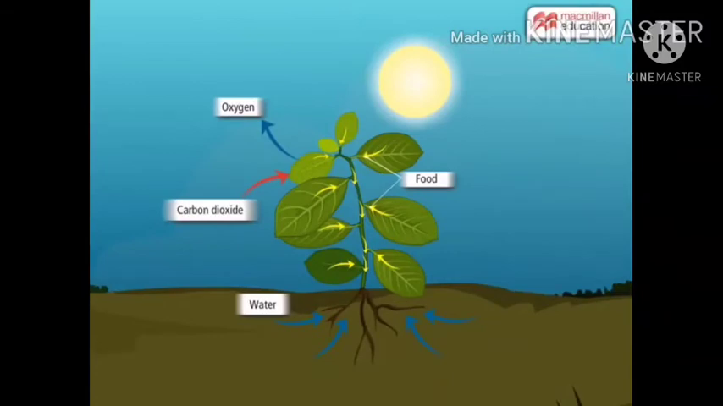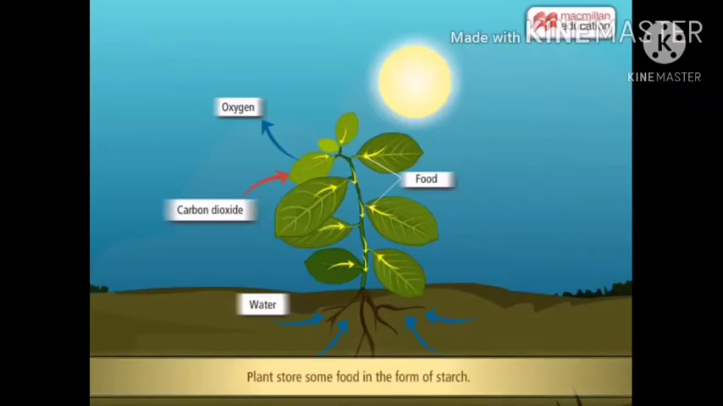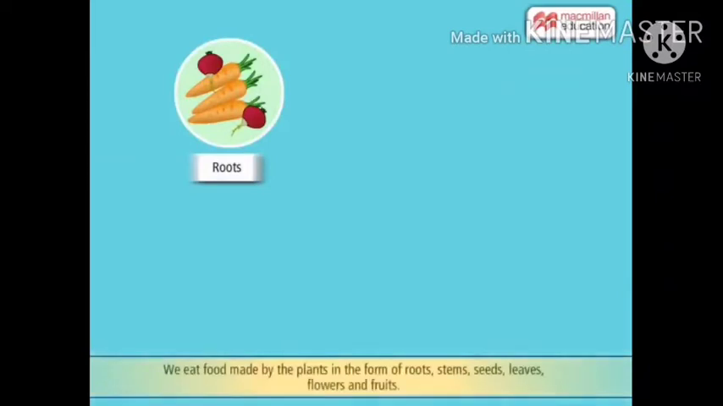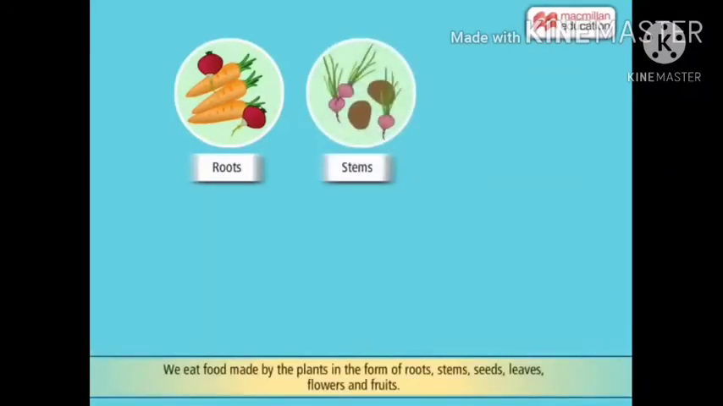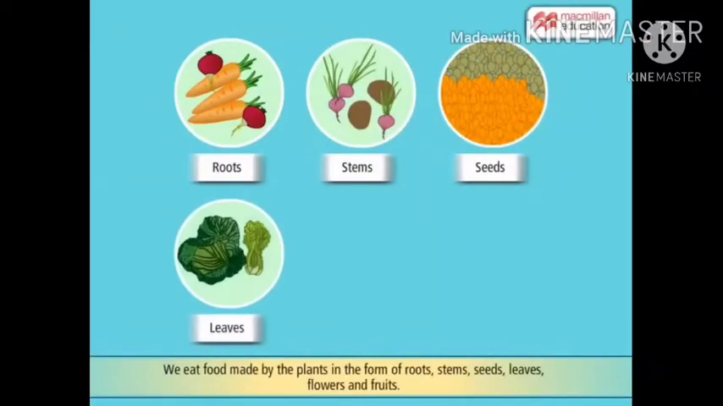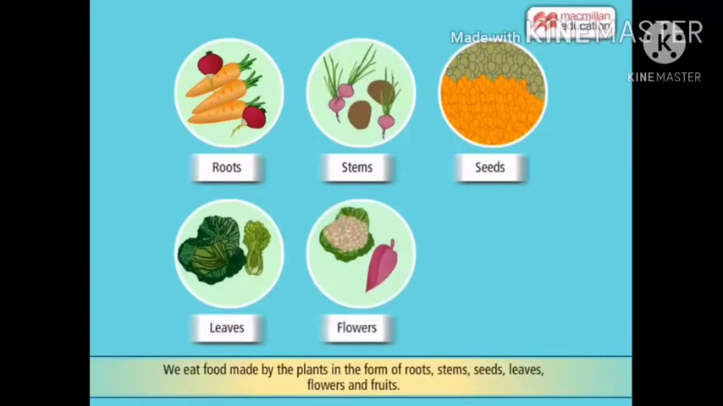The food prepared by the plant is a kind of sugar. Plants do not use all the food they make. They store their food in the form of starch. The food is stored in roots, stems, seeds, leaves, flowers, and fruits of the plant.